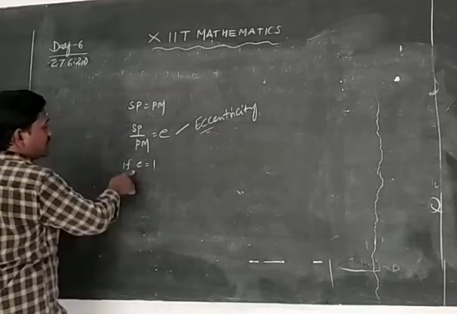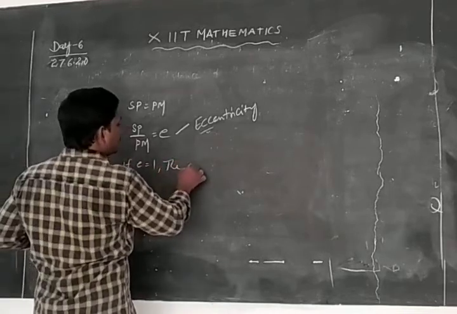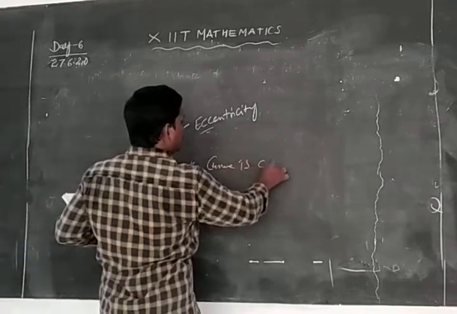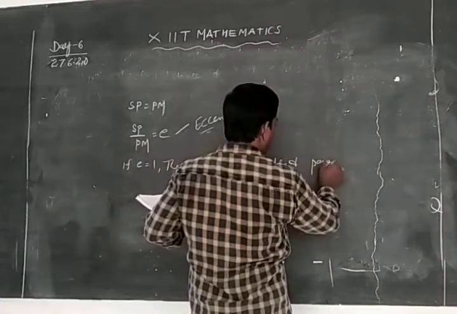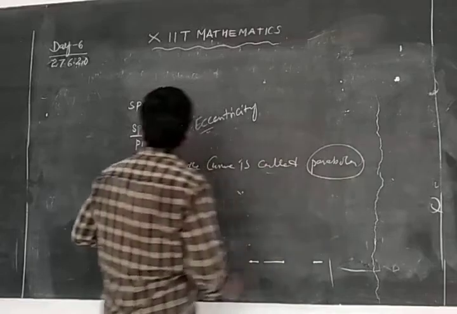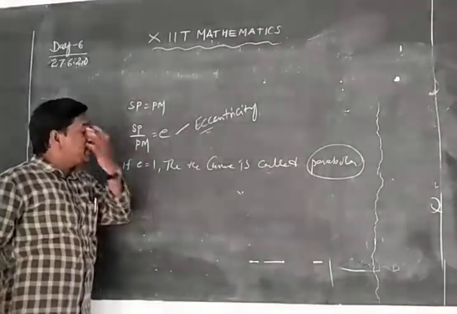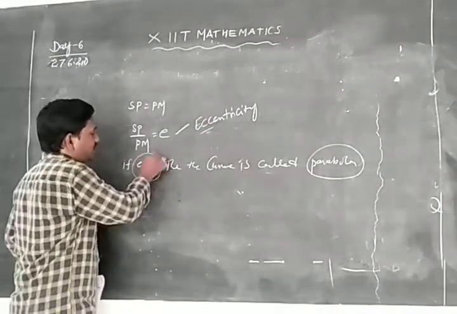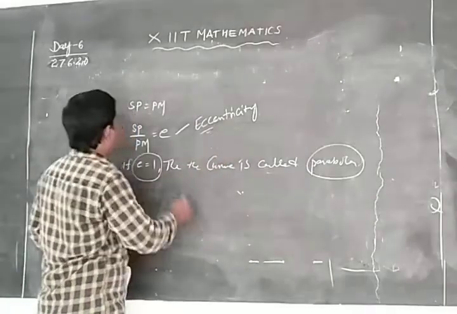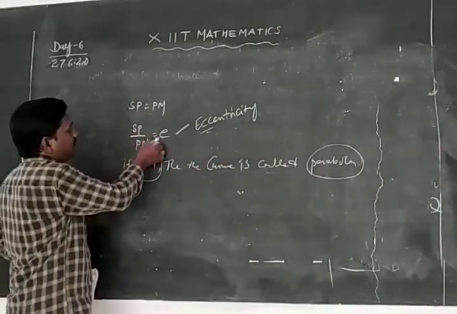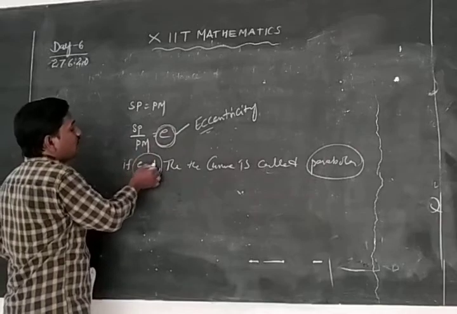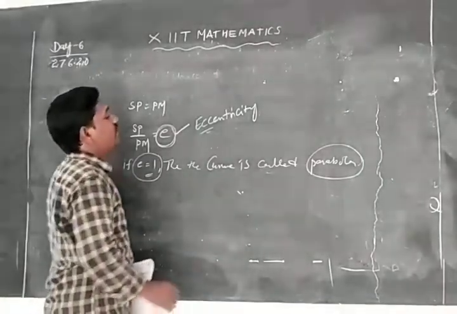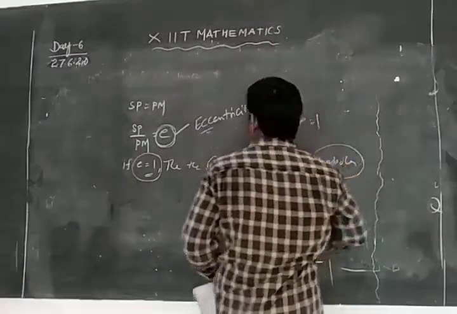If eccentricity E equal to 1, then the curve is called parabola. So we can say that the eccentricity of all parabolas is 1. For any parabola, the eccentricity is 1. So that is the condition of the parabola. SP by PM equal to E. So if E equal to 1, the curve is called parabola. So the eccentricity of any parabola, E equal to 1.